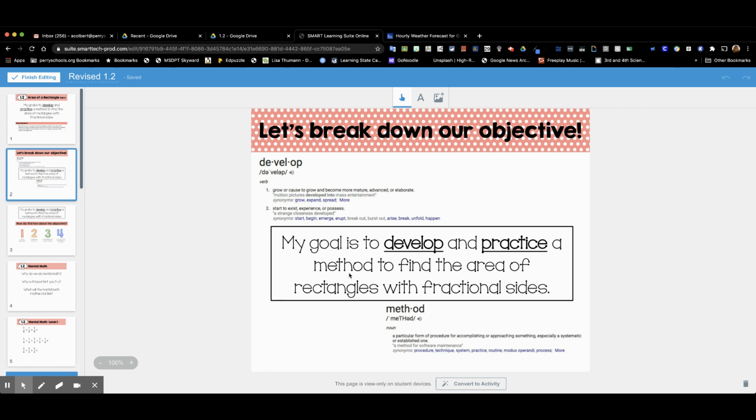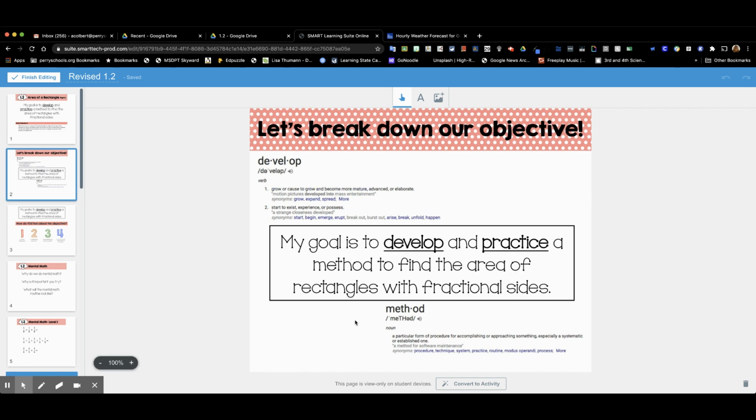using strategies, using methods. And so then we want to look at what the word method means. Method is a particular form of procedure for accomplishing or approaching something, especially a systematic or established one. So systematic would be, we might have a system for finding area. We have maybe a formula.